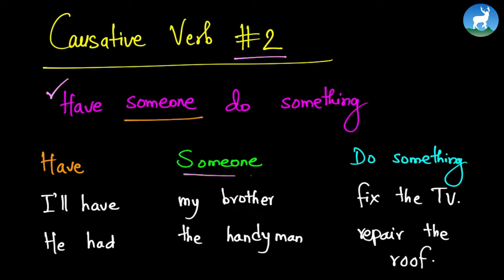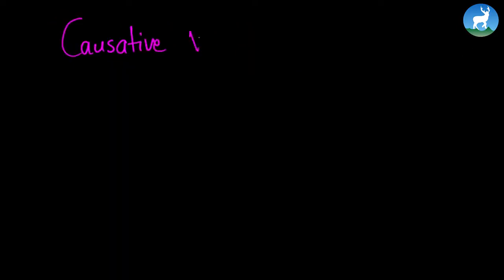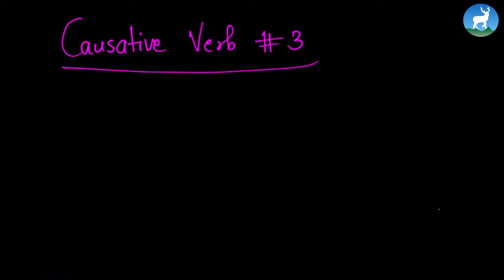So we need to mention who that someone is, like we have done here. I'll have my brother. So my brother is someone. Do something. So do what? Fix the TV. He had the handyman do something. Do what? Repair the roof. Oftentimes we use the base verb, also known as V1 in traditional grammar. Pretty easy, right? Let's go to causative verb number 3. So what's causative verb number 3? It's pretty easy. Let me write this for you.